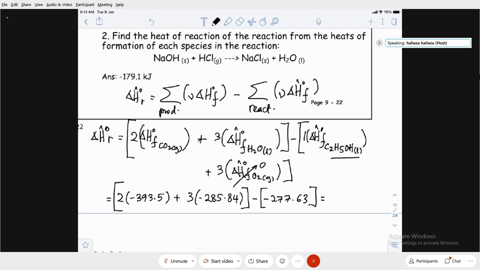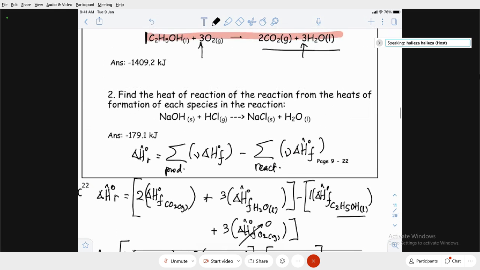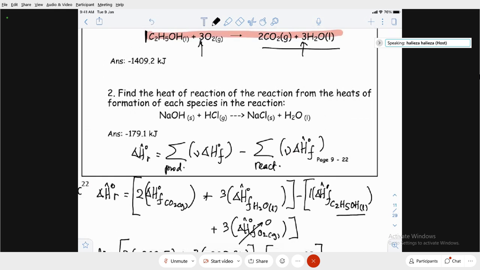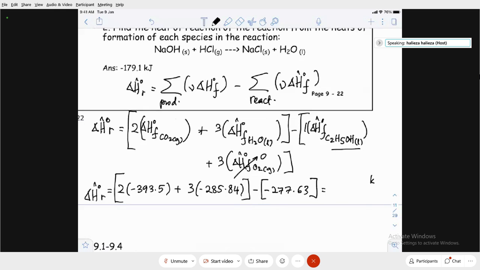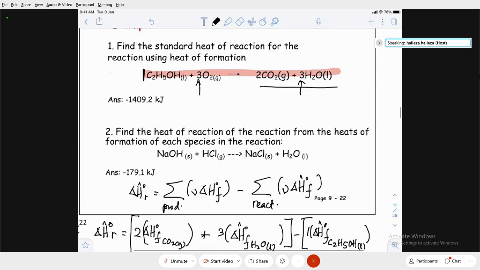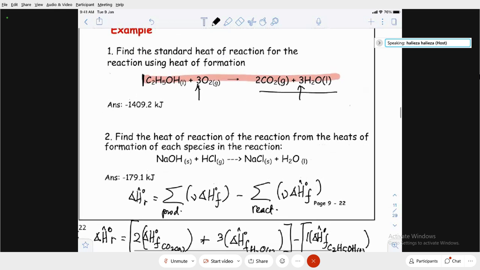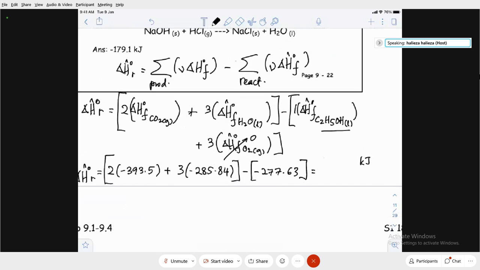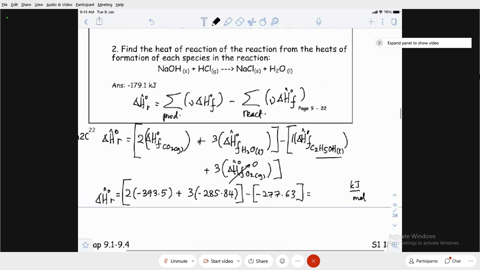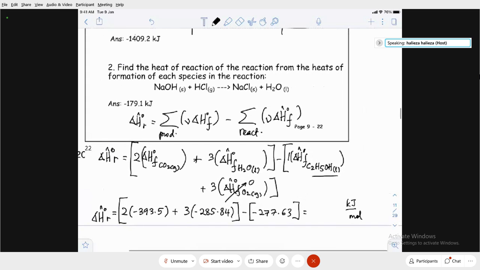Okay, let's do the sum. What is the heat of reaction for the first example? Let's do the calculation, whether the answer is the same as the given solution, which is negative 1409.2. The answer should be in kilojoules per mole. Is it kilojoules per mole? No, it's per mole of ethanol. Give me the answer, please, somebody. Should be negative, based on the look of it.